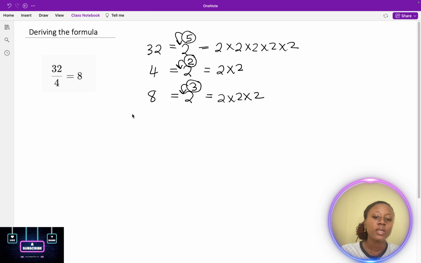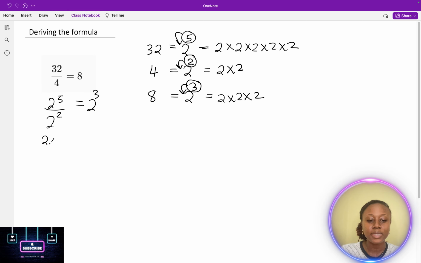Alright, so let us rewrite all of this in the form of a fraction. So we're going to replace 32 with 2 to the 5th power, divided by 2 to the 2nd power, and our result is going to be 2, which is 8, to the 3rd power. I wonder if you guys see the pattern coming out.